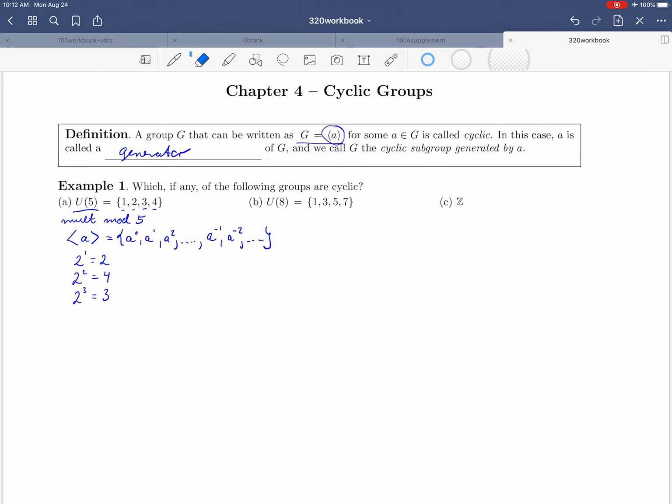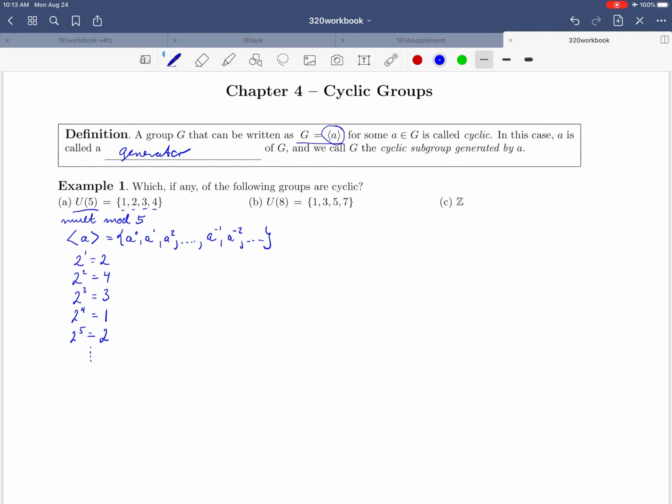After 2 cubed, we want to look at 2 to the 4th. 2 to the 4th is 16, which mod 5 is 1. And we've cycled around. So we had 2, 4, 3, 1. 2 to the 5th would be the same as 2 to the 1, so that is just 2 again. And so on. We are really cycling through these numbers.